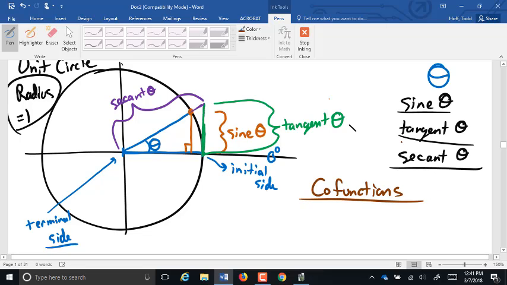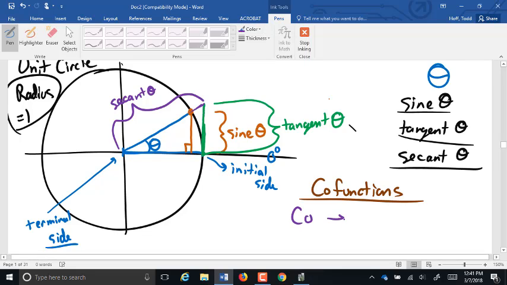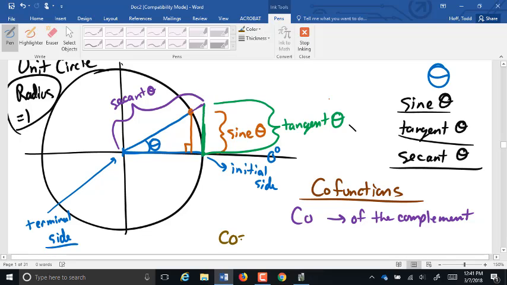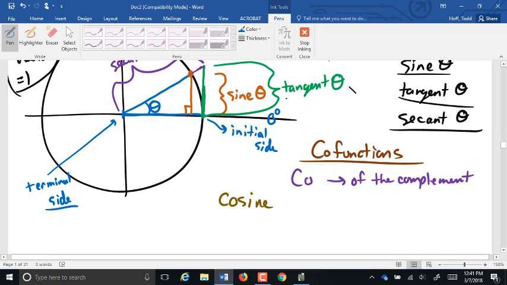The cofunctions are the sine, tangent, and secant with the prefix co in front of them. Co, the prefix co, means of the complement. So cosine means sine of the complement.